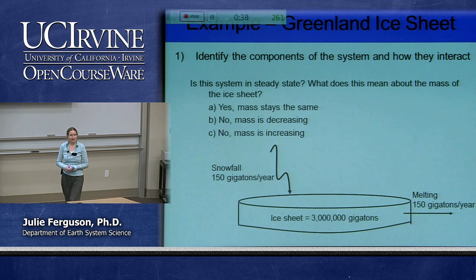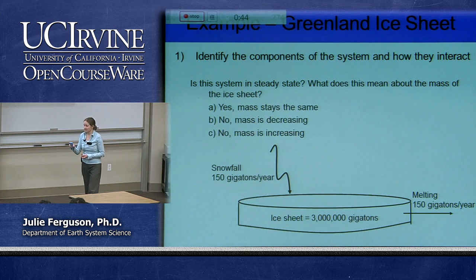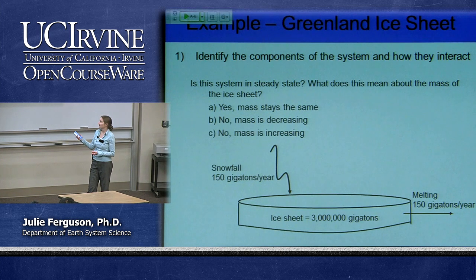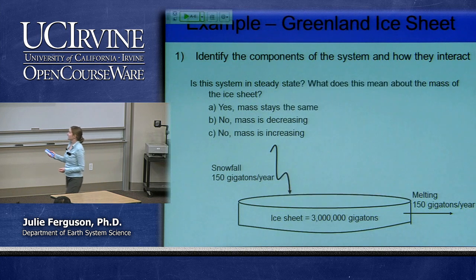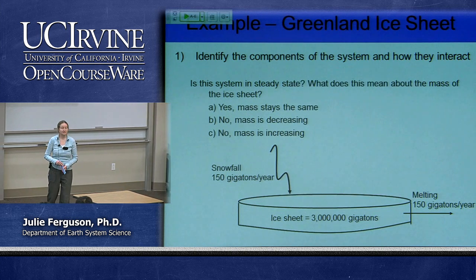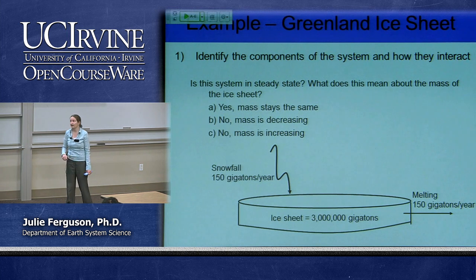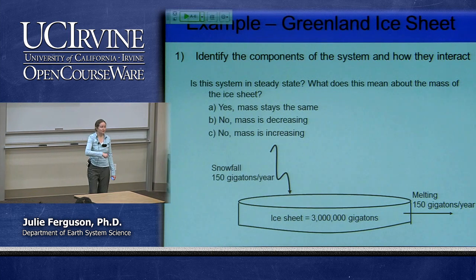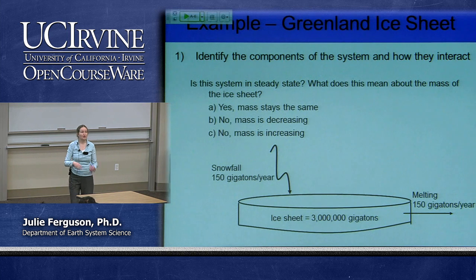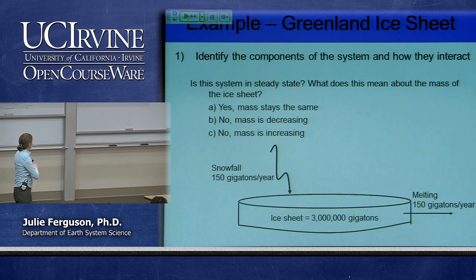Okay, a few more seconds for the last few votes. Great, I think that's everyone, so let's take a look. Overwhelmingly A, and that's great because that is the correct answer. It is in steady state in my example because our addition each year of snowfall is 150 gigatons per year, but we're also losing 150 gigatons per year. So our inputs equal our outputs, and so we're at steady state. The overall mass of the ice isn't changing. Okay, so hopefully that makes sense.